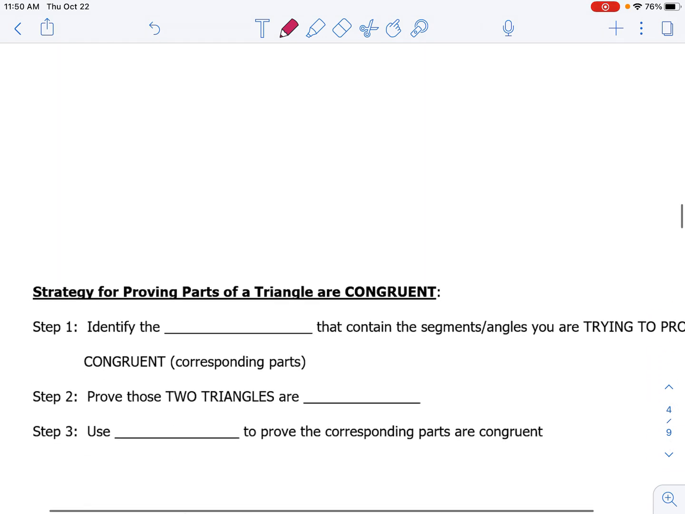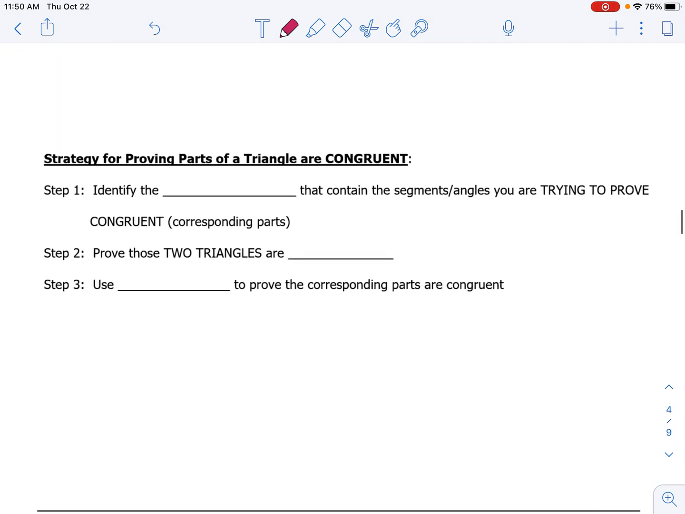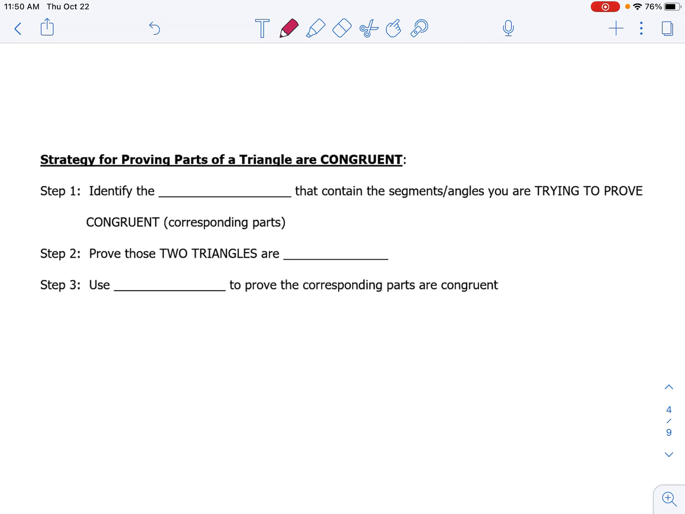Let's look at the next proof. Let's write down some steps first. So what we want to do first, we want to identify the triangles that contain the segments or angles we are trying to prove congruent, right? We're trying to identify. So remember, I put dots on those pieces.